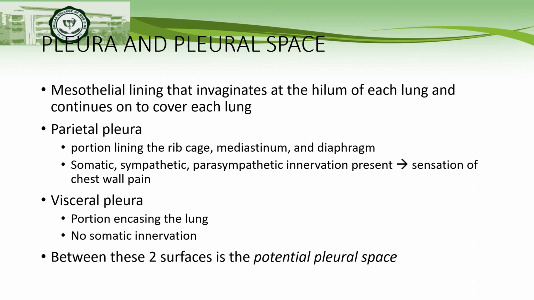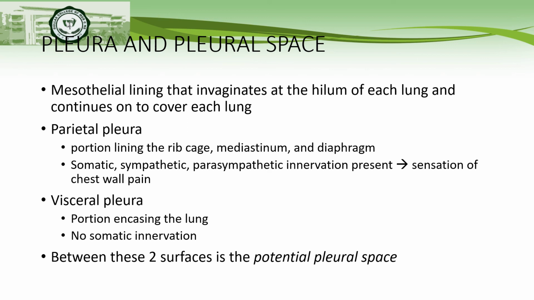I think this is the last two slides. So, pleura and the pleural space. So, the pleura is the mesothelial lining that invaginates at the hilum of each lung and continues on to cover each lung. So, pleura is divided into two, parietal and visceral. Parietal pleura is the portion lining the rib cage, the mediastinum, and the diaphragm. And the one that encases the lung is the visceral pleura.